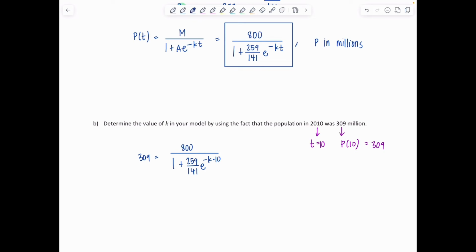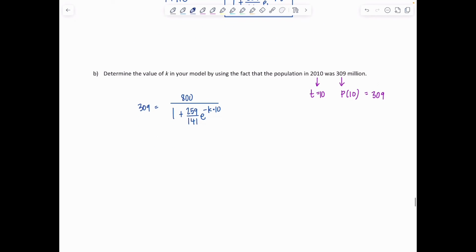Then you're going to do the little switcheroo. Remember, we take the reciprocal of both sides, and I'm also going to multiply the 800 over simultaneously. You guys are in differential equations. You should be able to handle algebra like this. It should not be traumatizing. It should excite you. So 800 over 309 equals 1 plus 259 over 141 e to the negative 10k. Subtracting 1 is subtracting 309 over 309. So we've got 491 over 309 equals 259 over 141 e to the negative 10k.